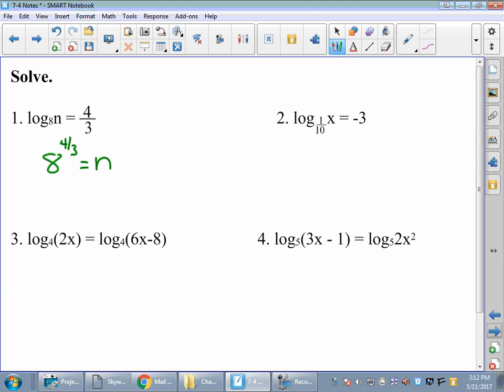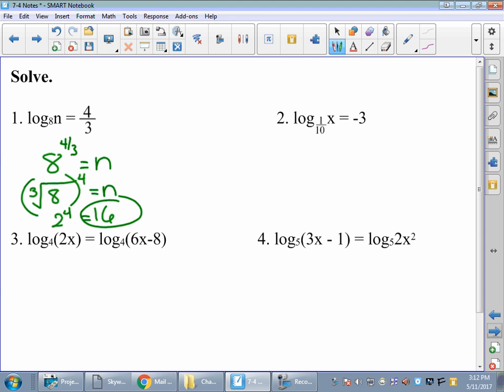This one, I just have to use order of operations to figure out what 8 to the 4/3 is equal to. You can use your calculator, or if you remember back from a chapter a long time ago, this is actually the same thing as the cube root of 8 to the 4th power. I can put the 4 inside with the 8, or I can keep it on the outside. So you take the denominator as your index, and so the cube root of 8 is 2. 2 to the 4th is equal to 16. And so n is equal to 16 here.